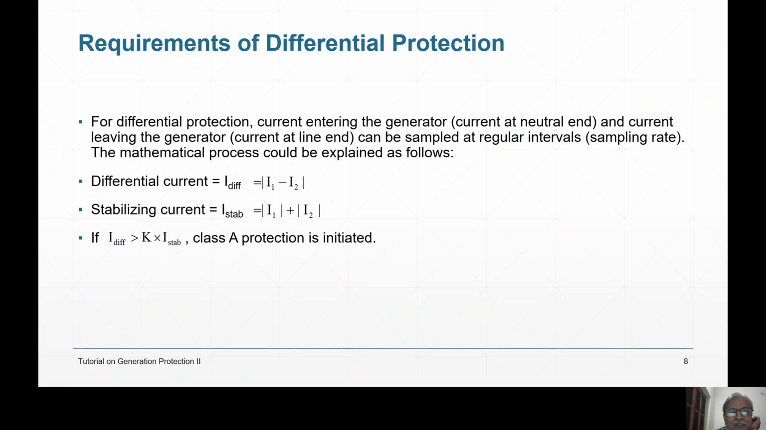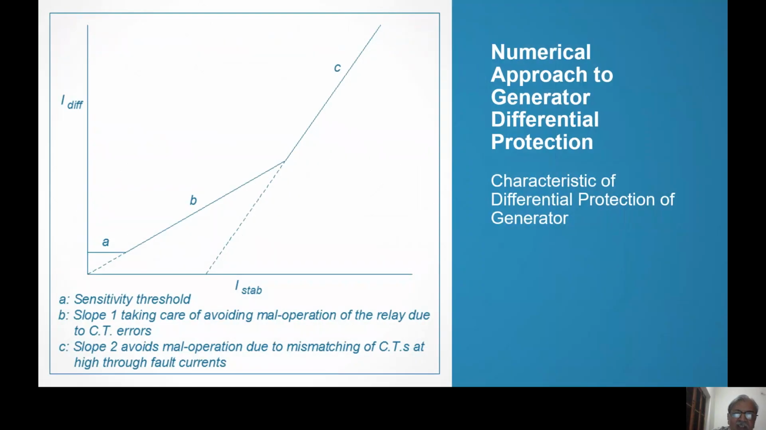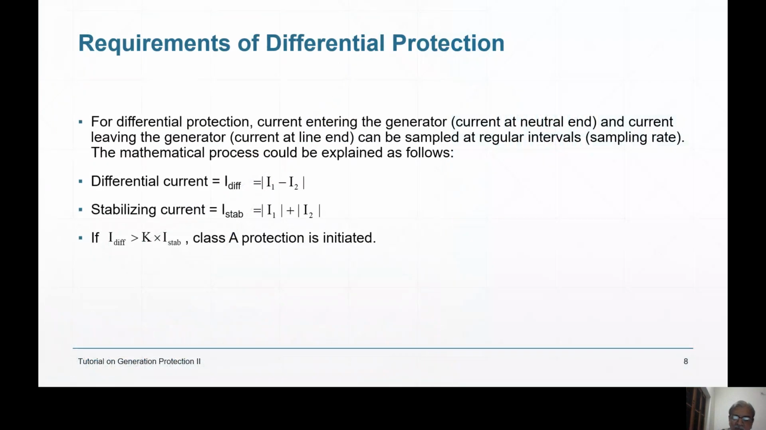Mod I1 minus I2. And they said that I step is mod I1 plus mod I2. So if I differential is more than K times, K is settable, and there are two Ks, not only one slope, there are two K, K times I step, class A protection is initiated. That is how the numerical relay manufacturers are giving. They are using this low differential protection, right? So that is about differential protection.